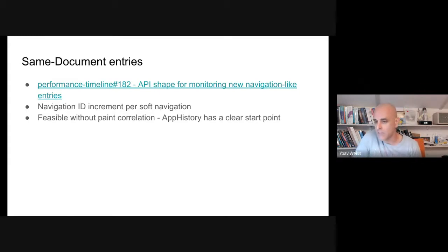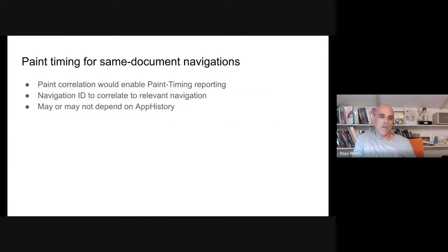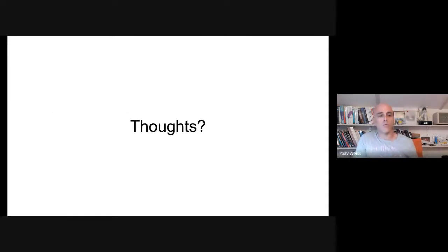Maybe we can adopt the same for history API SPAs potentially. But the paint correlation bit enables us to expose paint timing for those same document navigations. So we would be able to just fire new paint timing entries, and the navigation ID will help us correlate them with the relevant navigation. And like I said, this may or may not depend on app history. It's still a subject to be explored.